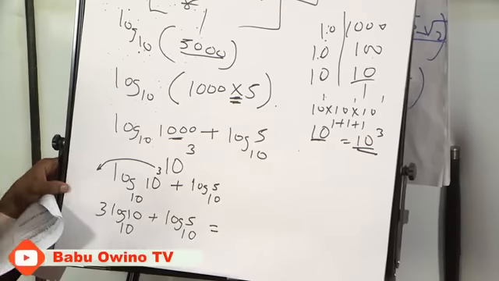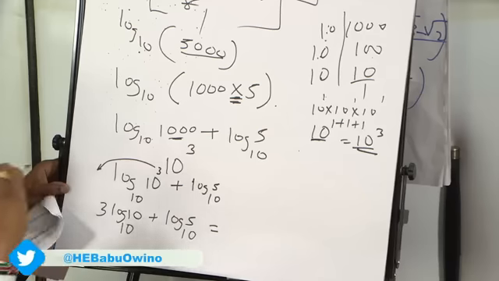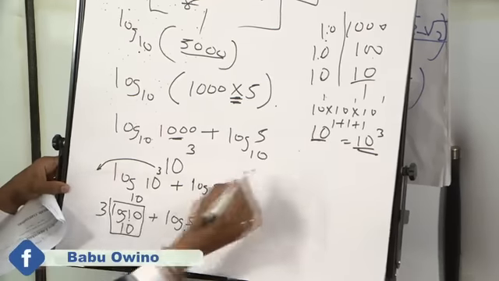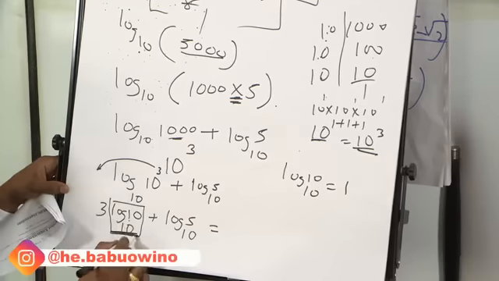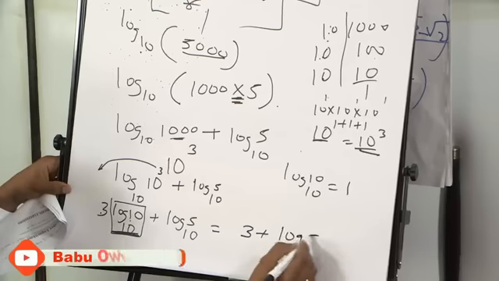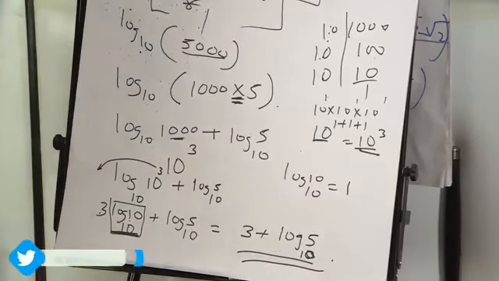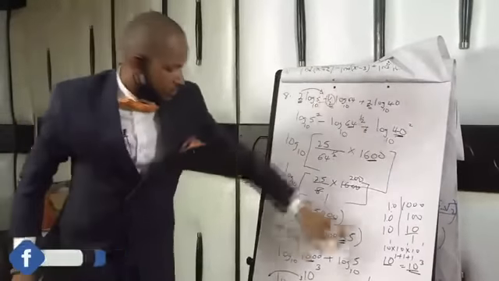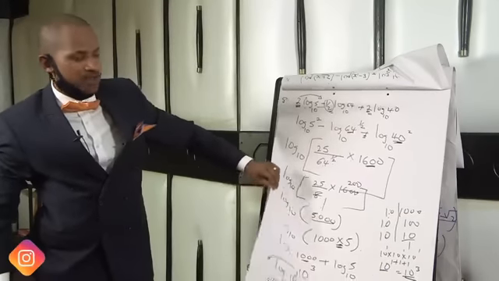Any log to its own base is 1. Log 1 to base 1 is 1. Log 2 to base 2 is 1. Log 10 to base 10 is 1. Therefore, you replace log 10 to base 10 with 1. 3 times 1 is 3 plus log 5 to base 10. That is the simplified form of this equation. So you see the way it was long, and we can just get it as this value: 3 plus log 5 to base 10.